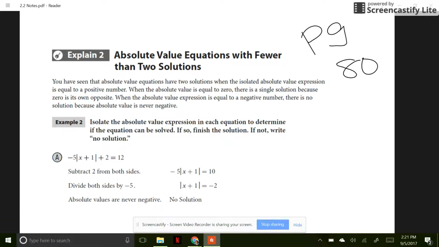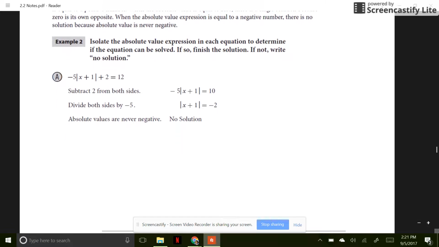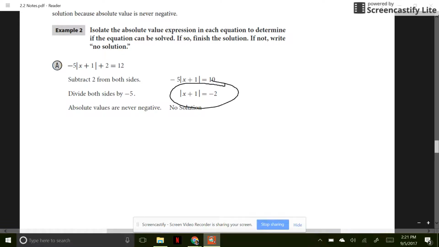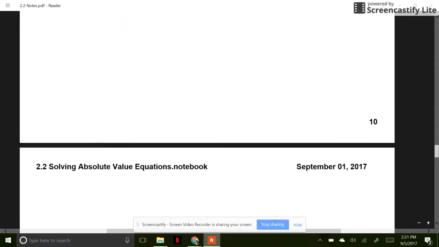So we want to solve these just as we did before. We need to isolate the absolute value expression in each equation to determine if it can be solved. So again, first step is always to isolate the absolute value and then go from there. So for here, we first subtract 2 from both sides, divide by -5. Then since we have an absolute value equal to a negative number, the answer is going to be no solution since absolute values are never negative.